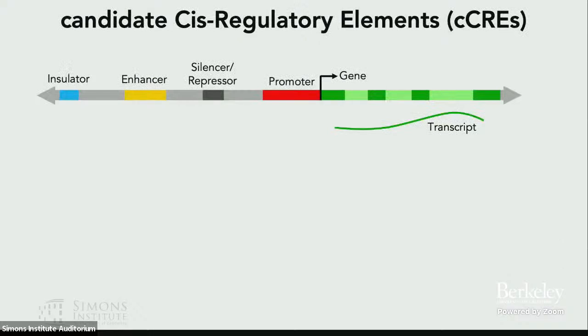So we are interested in regulatory elements. Very briefly, regulatory elements in ENCODE we call candidate cis-regulatory elements, because these are defined using epigenetic data or transcription factor binding ChIP-seq data. They're not thoroughly tested. That's why they're called candidate.